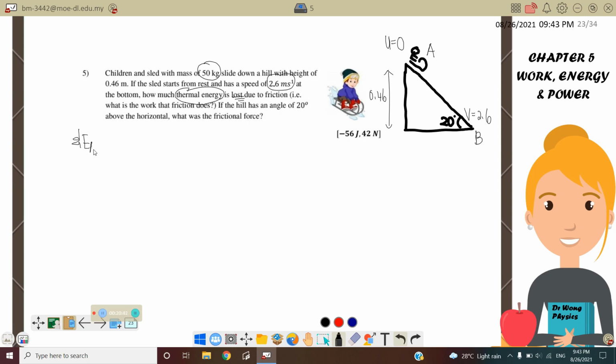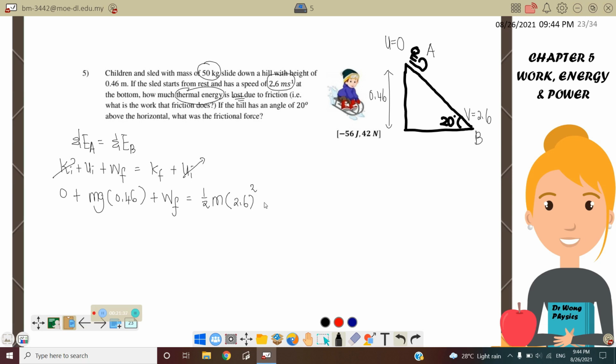The total energy at point A, when it's at the top, will equal the total energy at point B. So we write again K initial plus U initial plus the work done to overcome the friction, because this is the question where there's energy loss, equals K final plus U final. K initial is zero, there's no kinetic energy, and the potential energy initially is mgh, with h equal to 0.46. The work done by the friction is the value that we want to find, equals K final. K final is half mv squared, with v equal to 2.6, and the potential is 0 because it has already reached the bottom.